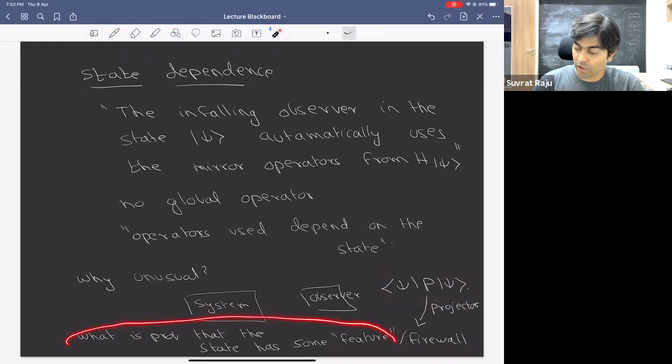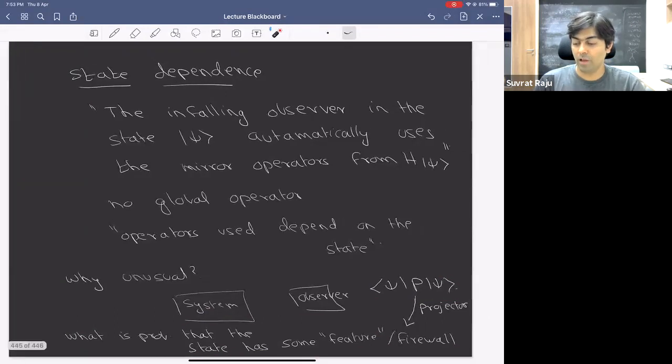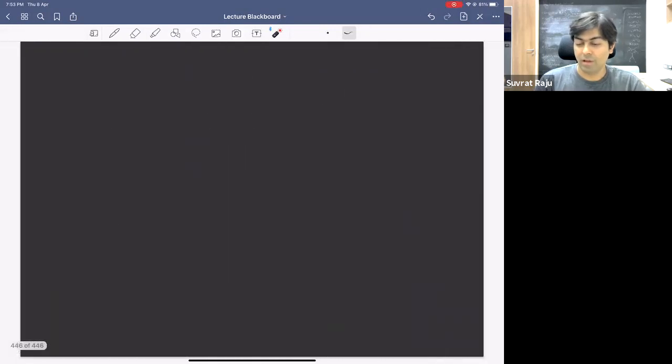Okay, so here we see we are doing something different. We are saying there is no operator that will tell you what the correlator of the field inside and the outside is, but rather the operator that you have has to depend on the state, which is not what we do usually. So this is why it's unusual, but why is it conceivable? So why is it even conceivable?